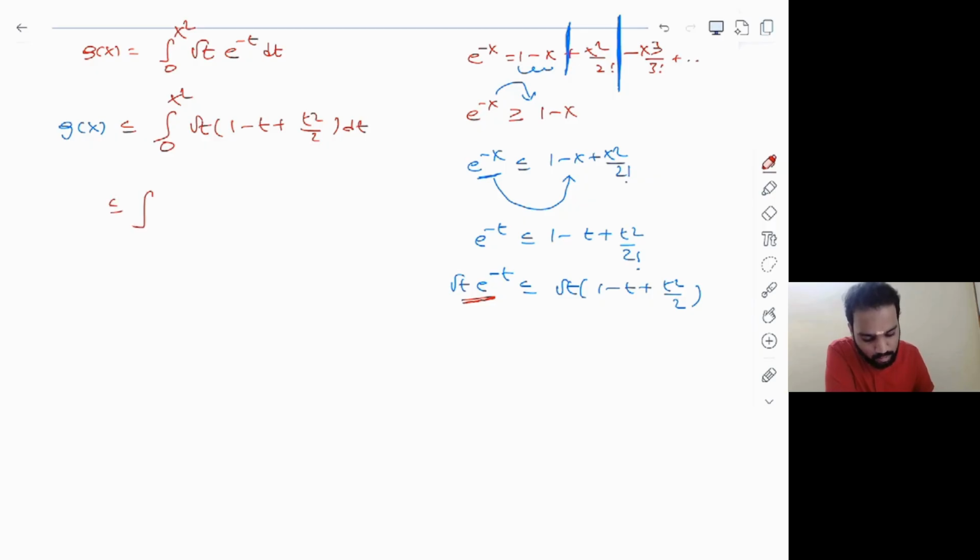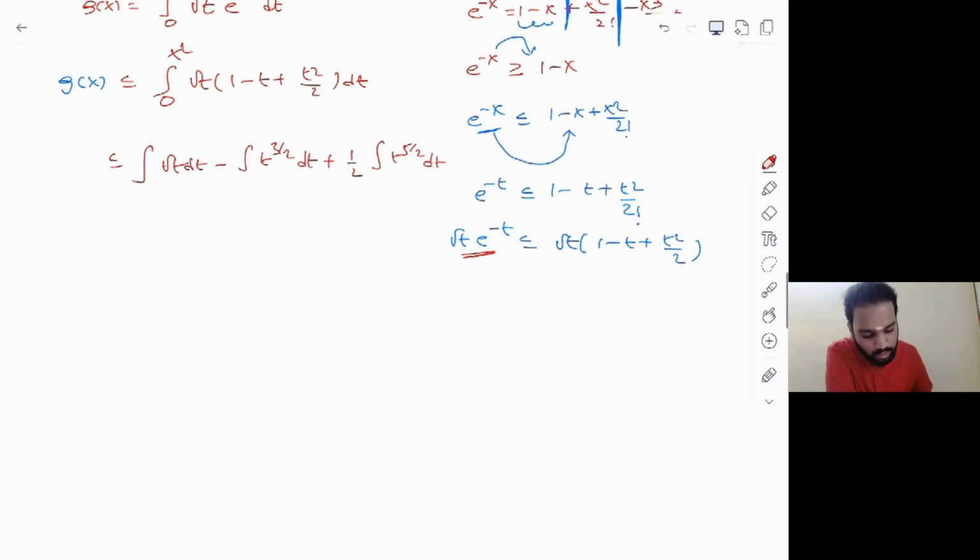So the first term is going to be integration of square root of t dt, minus the second term, which will be integration of t into t power 1 by 2, which will be t power 3 by 2 of dt, and the third term will be 1 by 2 into integration of square root of t into t square, which will be t to the power of 5 by 2 of dt.